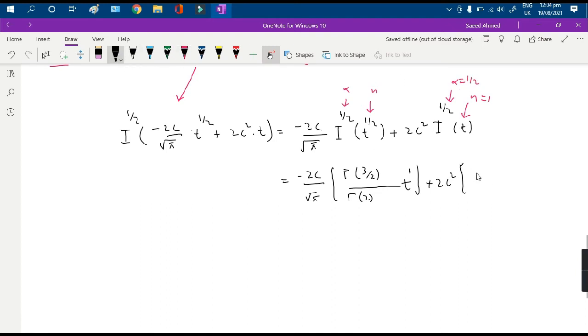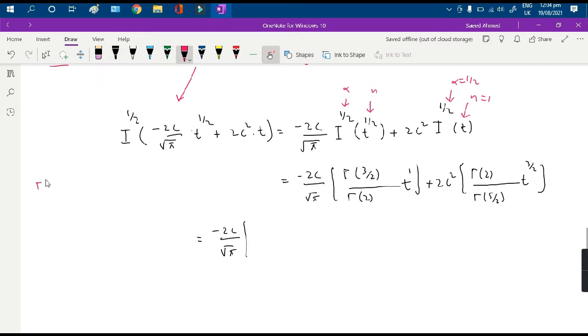So same formula, gamma n plus 1, which is 1 plus 1, so gamma of 2. In the denominator, gamma of n plus alpha plus 1, so it's 2 plus half, which is 5 by 2, and t to the power n plus alpha, 1 plus half, which is 3 by 2. Now this becomes minus 2c over square root of pi into gamma 3 by 2.